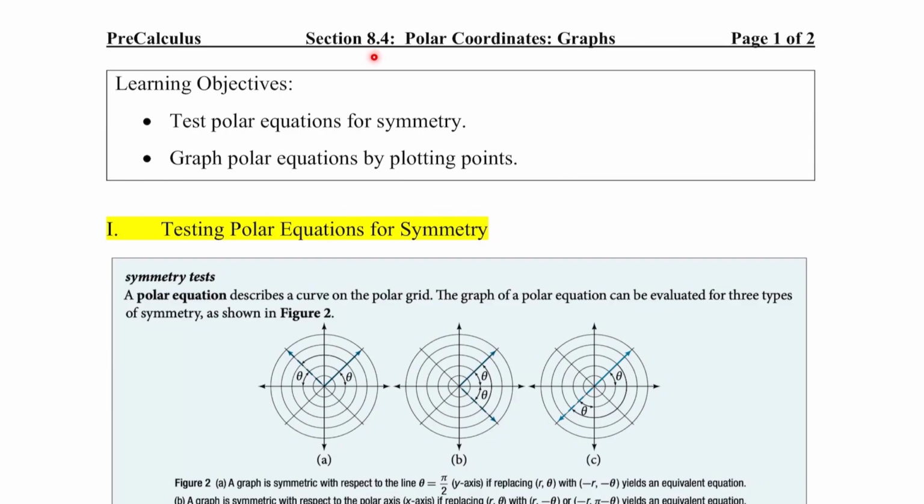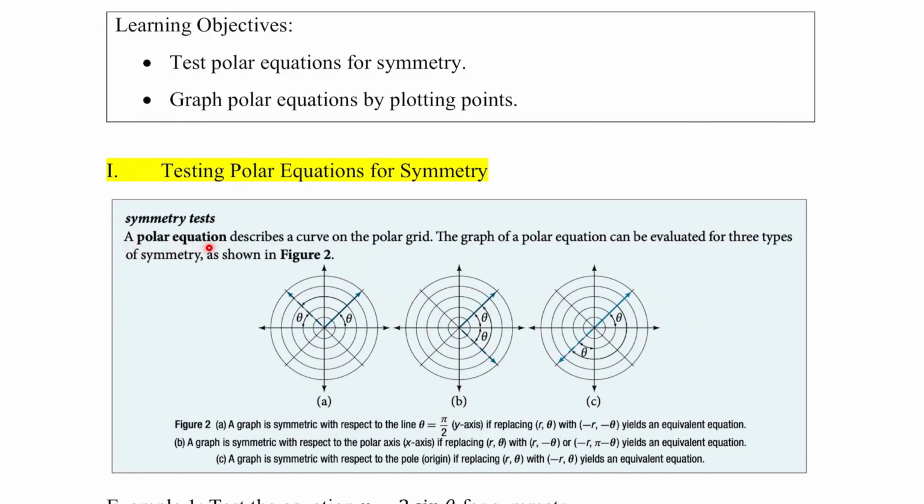Section 8.4. In this section, we are going to learn how to test polar equations for symmetry and how to graph polar equations. A polar equation describes a curve on a polar grid. The graph of a polar equation can be evaluated for three types of symmetry.